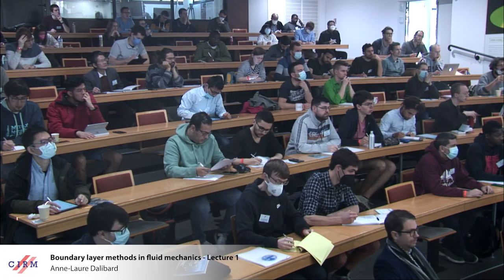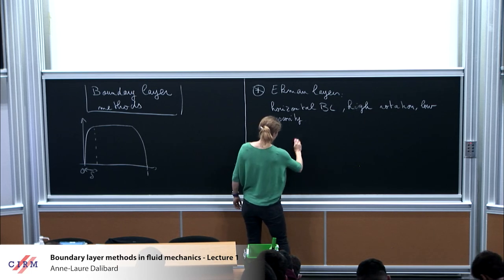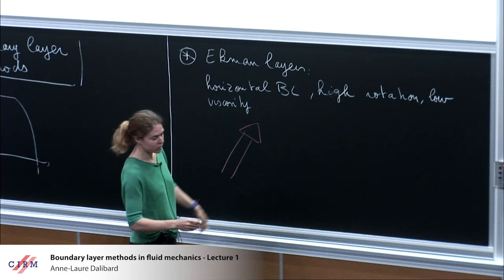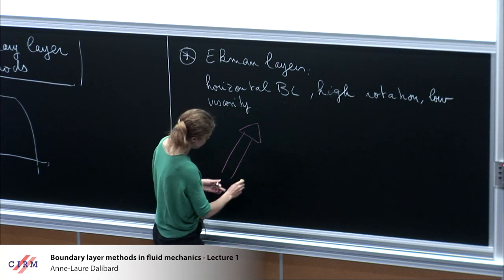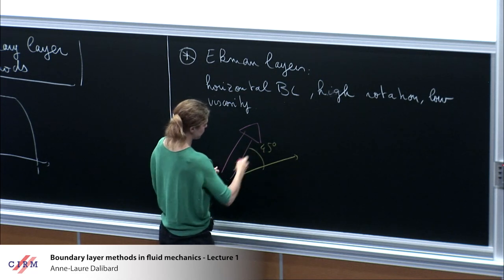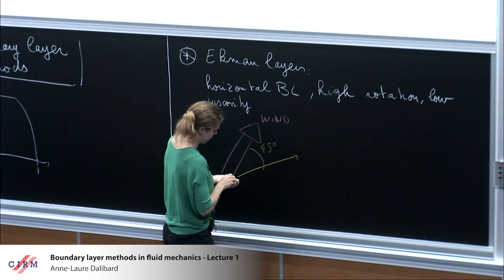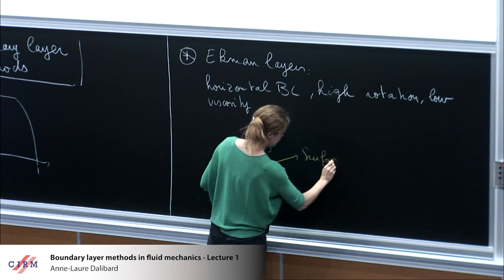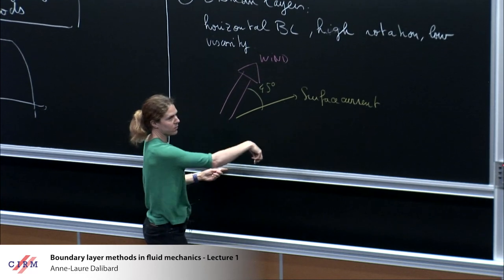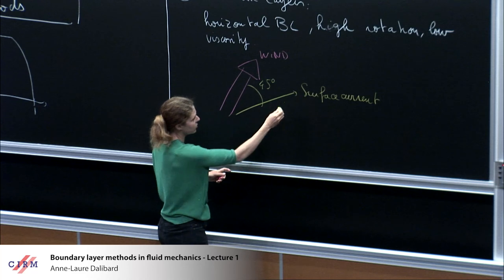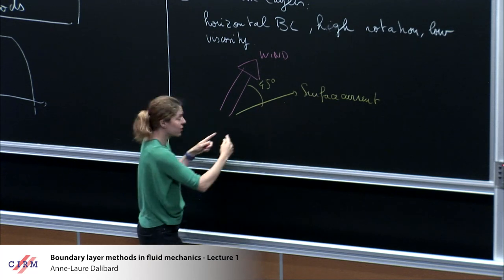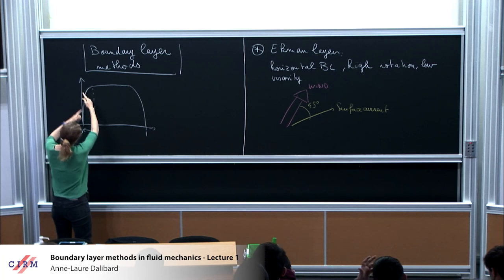I'm not very good at drawing pictures, but I'll give it a shot. So you have, say, the wind direction, which goes like this, perpendicular to the blackboard. And then you have a surface current that makes an angle of 45 degrees with the wind. That's the surface current. And then you have a kind of spiral as you go deep into the sea. The surface current's amplitude diminishes, because it's a boundary layer. So it's this part that you're looking at, except that it's kind of reversed.